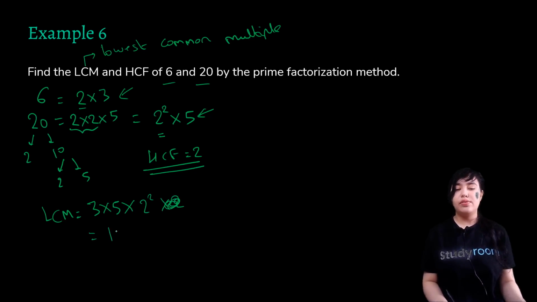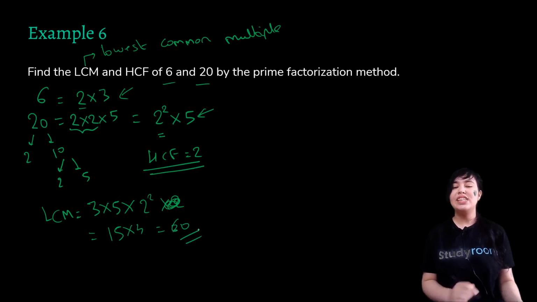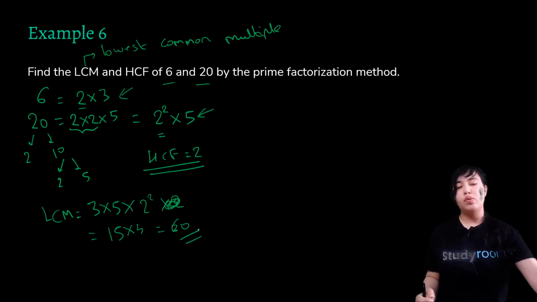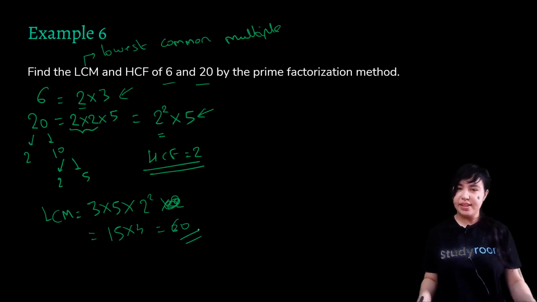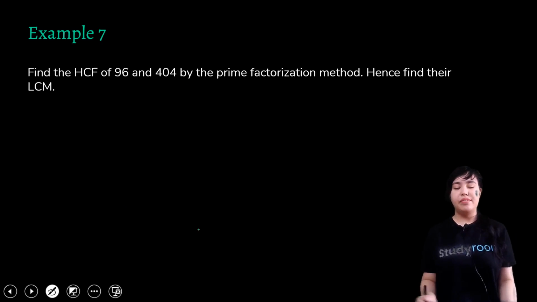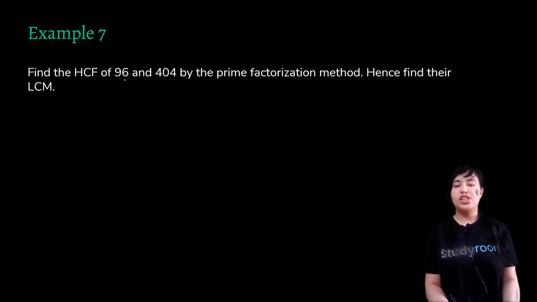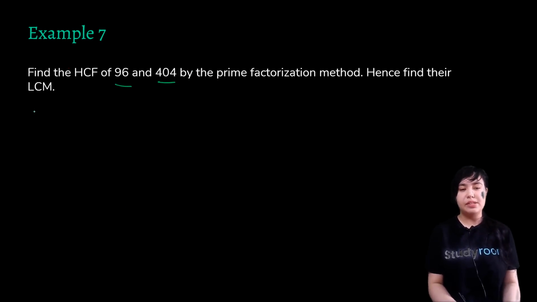So 3 5s are 15, 2 to the power 2 is 4. So LCM becomes equal to 60. So this is how we found out the HCF and LCM using the prime factorization method. Now we have example 7, where we are given two integers 96 and 404. Once again, we have to find out their HCF using the prime factorization method.